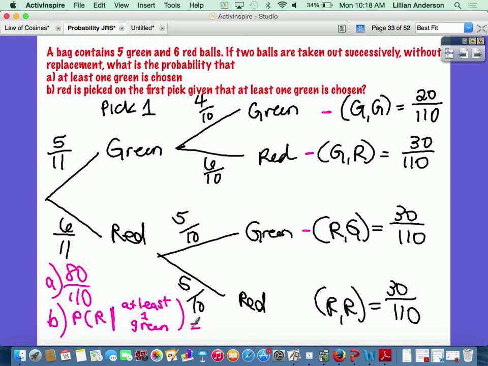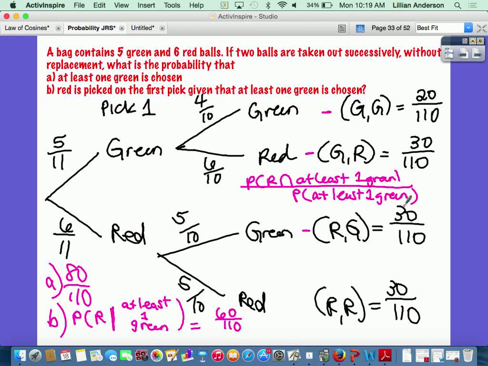So, I need the intersection between red and at least one green drawn. What's the probability that red and at least one green intersect? What's that? Is that 30 out of 110? 60 out of 110. You have to say red pick first. Well, if red is first. Yes, but we're looking at it in the form of the formula for conditional probability. Remember, conditional probability is the intersection between red and at least one green over the probability that there was at least one green.